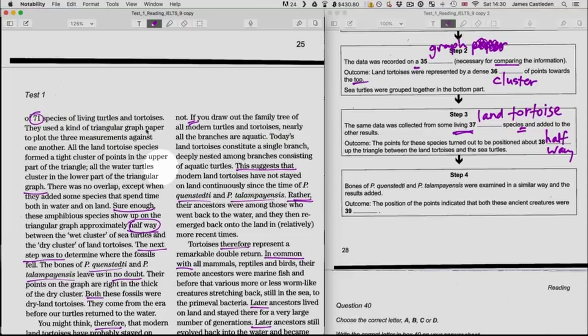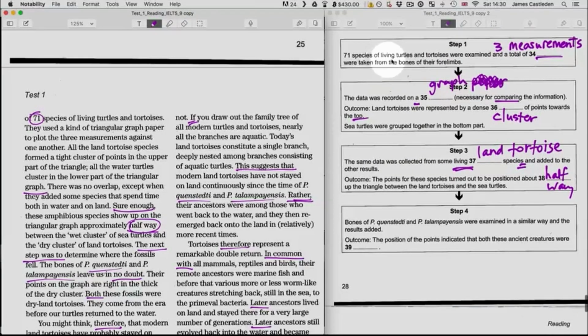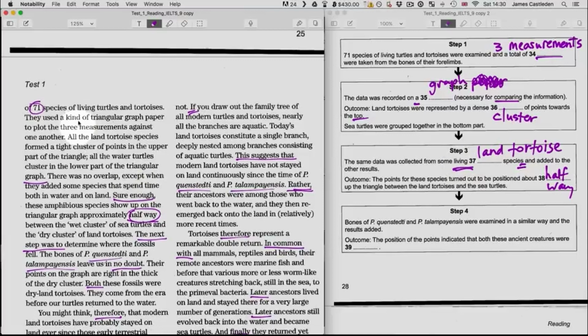What? Here it is. Living tortoises and some living tortoise. Living turtles and tortoises. The same data was collected from some living. Oh, I'm so confused now. The same data was collected from some living. Step 3. Oh god, so that's step 1 already done. Can't have tortoises already.